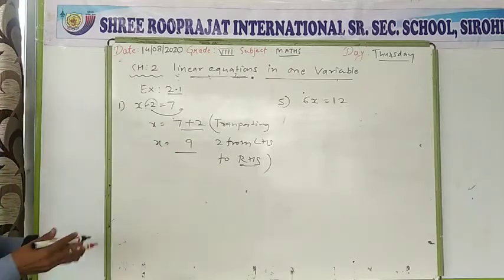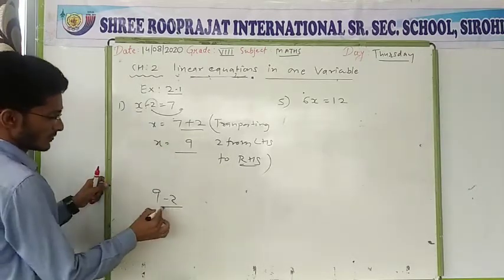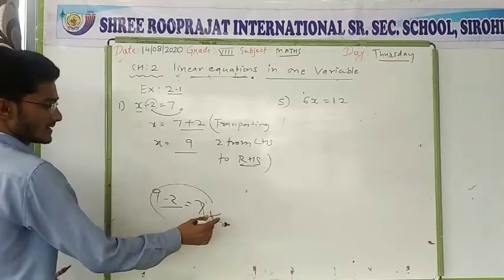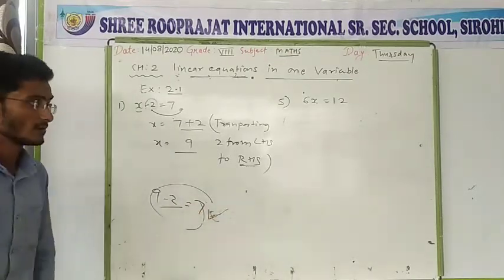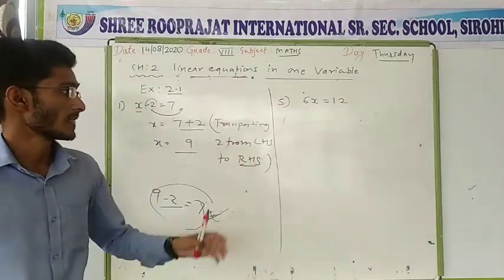If you want to check your answer, you can. The value of x is 9. 9 minus 2, you will get a 7. So that answer is correct. Okay. So next one, question number 5.